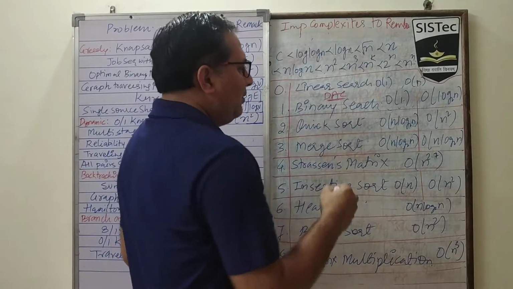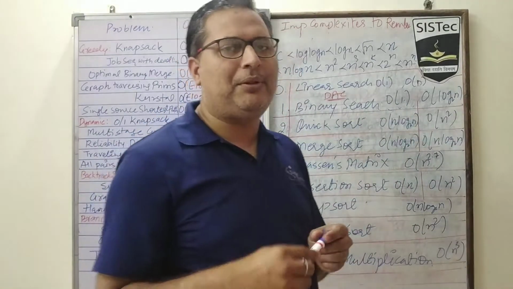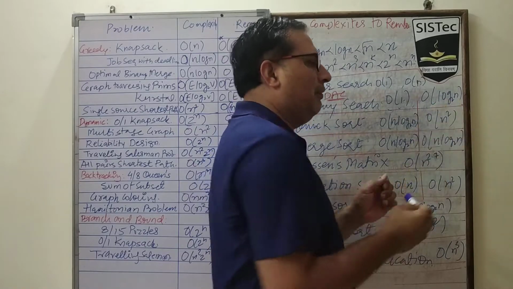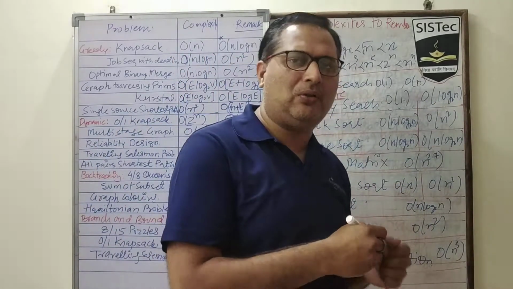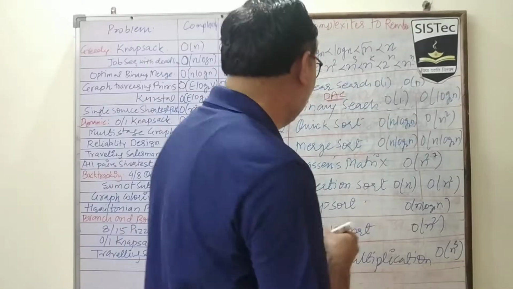Let's come to binary search. Again, the best case complexity is big O of 1, that is when the element is present in the middle of the list, and the worst case is log n, whether the element is at the first position or at the last position or any other position, or you can say not present in the list.